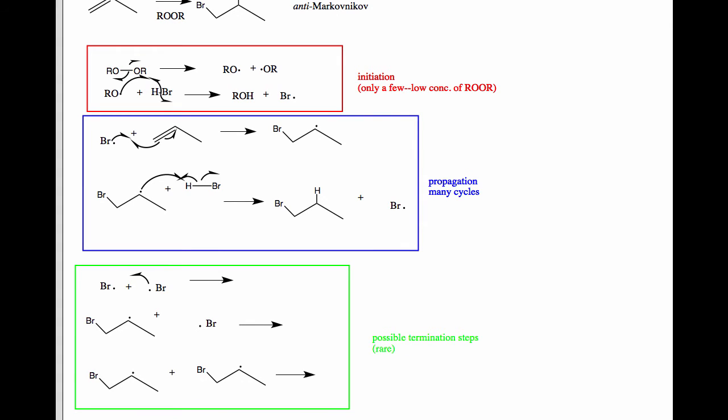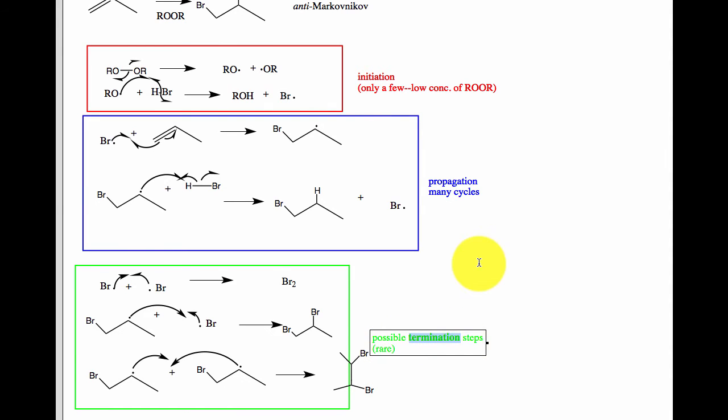Now, even though the radicals are present in very low amounts, occasionally one radical will run into another. If the two radicals that happen to run into each other are both bromine atoms, then we will make a molecule of dibromide. If the two radicals that happen to run into each other are an isopropyl bromo radical and a bromine radical, we would make dibromopropane. And if two isopropyl bromopropane groups run into each other, we would create a 6-carbon dibromide. Again, these termination steps are rare because there is a low concentration of radicals at any time.